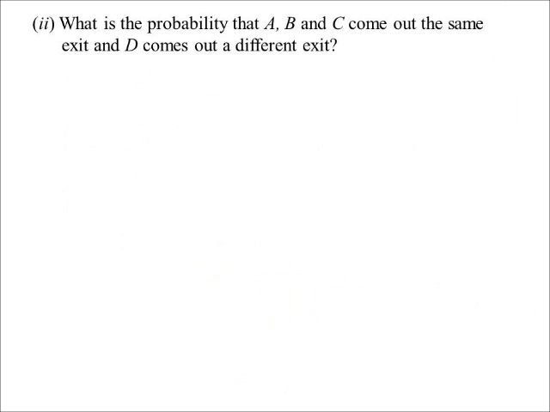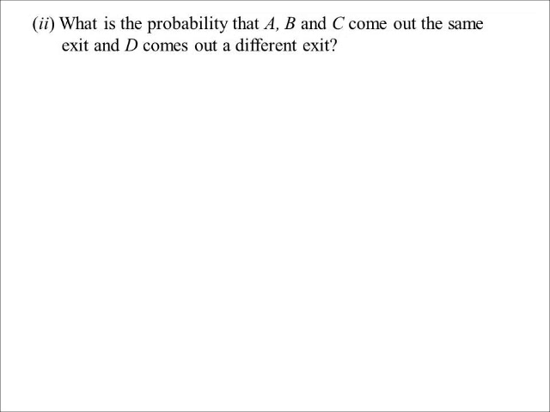What's the probability that A, B, and C come out the same exit and D goes out a different one? Okay. So A, B, and C are now going through the same one. Whenever I'm doing these, I look at the conditions first. So A, B, and C are going through the same door.